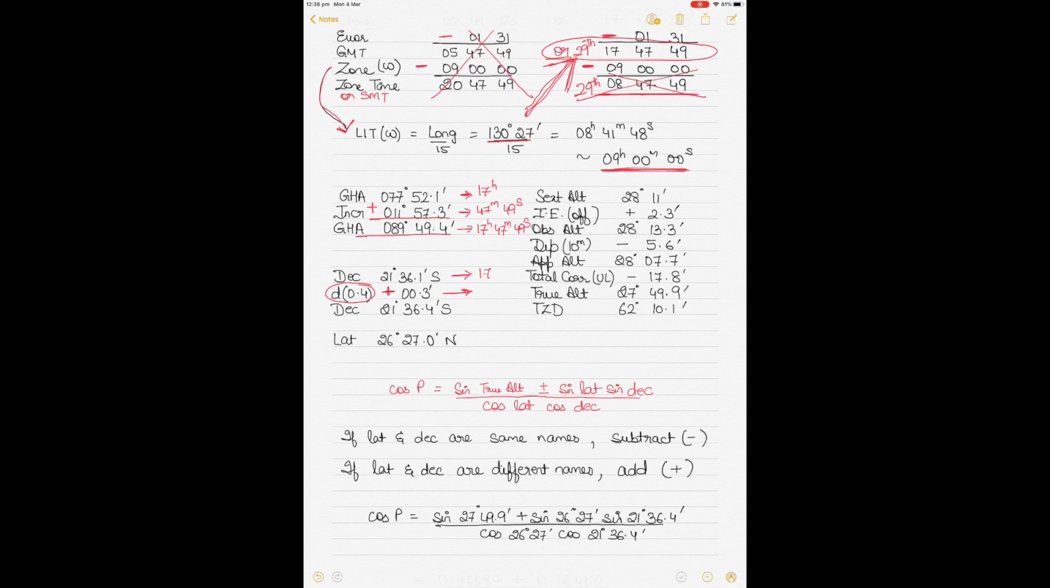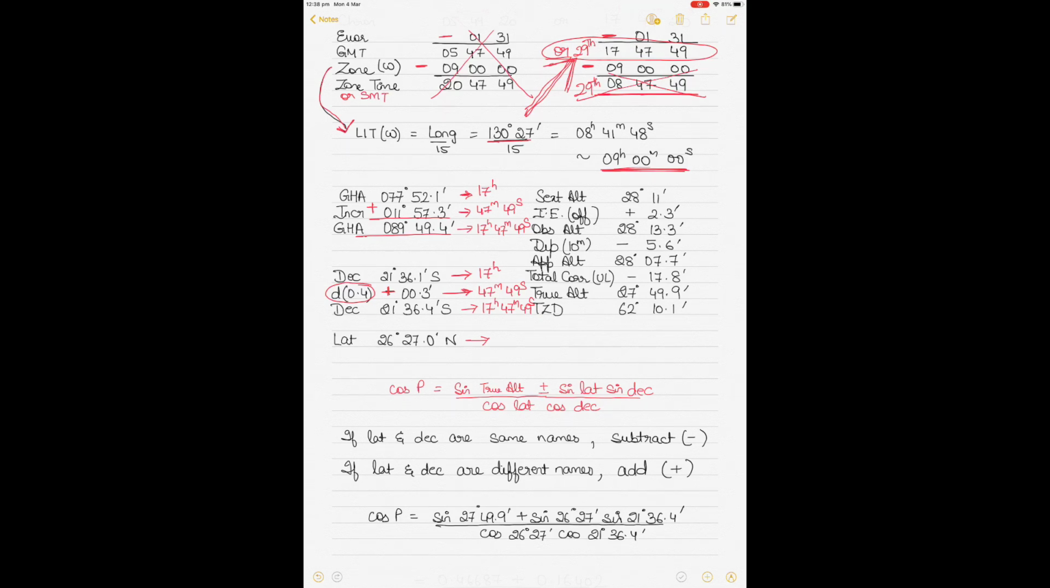Similarly, this declination is for 17 hours. And this correction is for 47 minutes and 49 seconds obtained from the increments pages. And this is your declination for 17 hours, 47 minutes and 49 seconds. Alright, so that's how it works. And then you have your latitude given to you in the question.